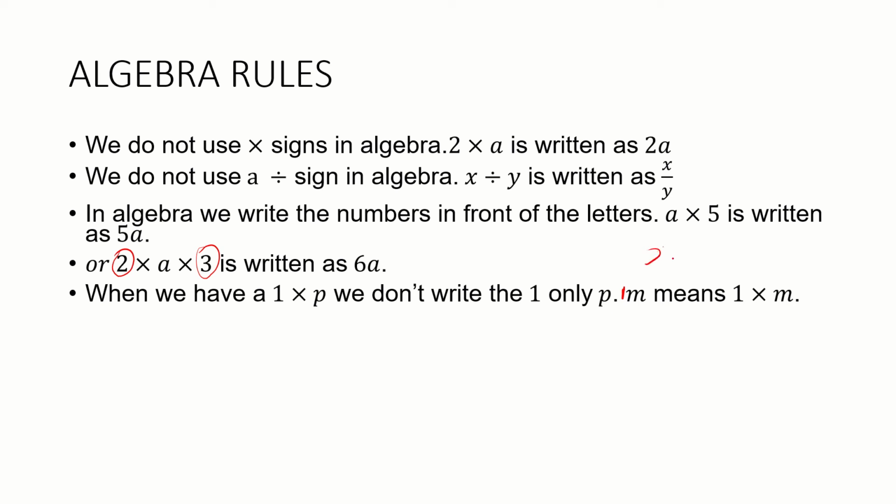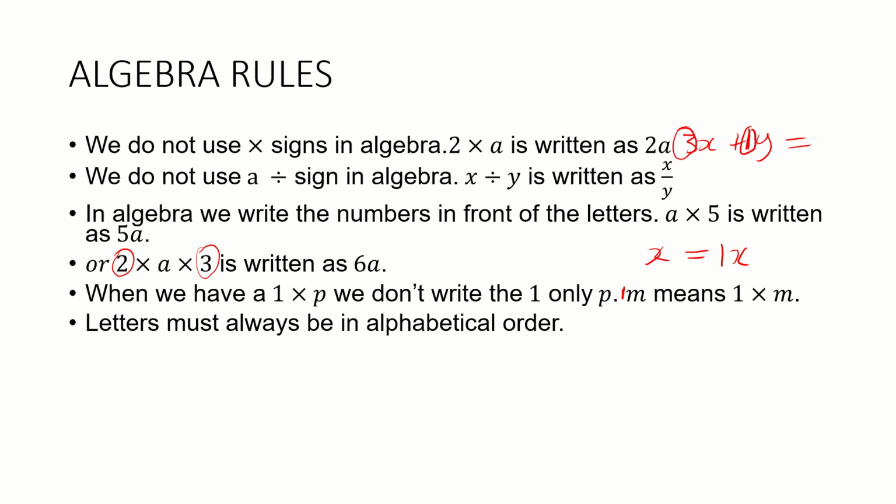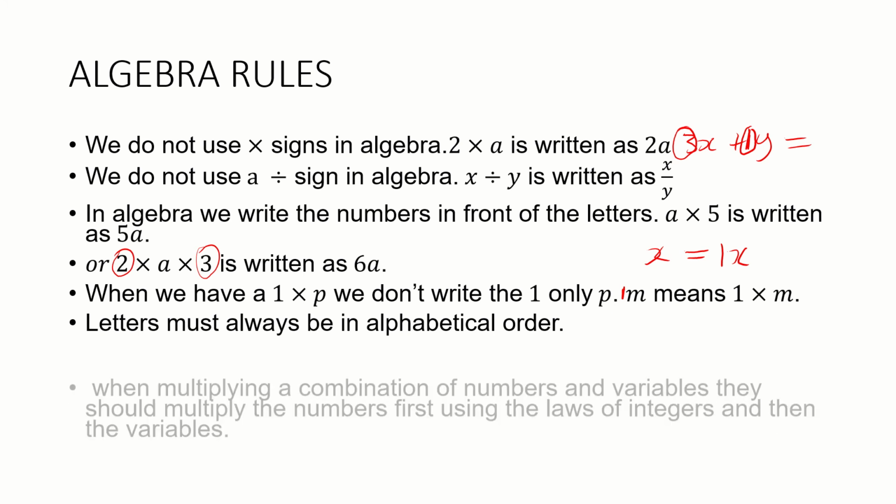Basically, if I have x, it means that this is the same as 1x. If I have 3x plus y, it means that in front of y there's 1, but the coefficient of x will be 3. The coefficient of y will be 1. Letters must always be in alphabetical order.